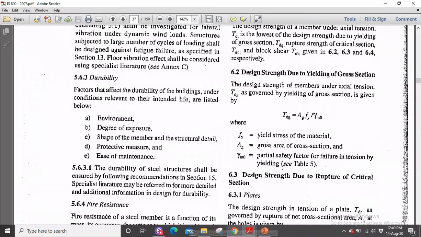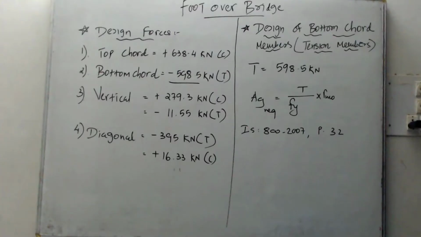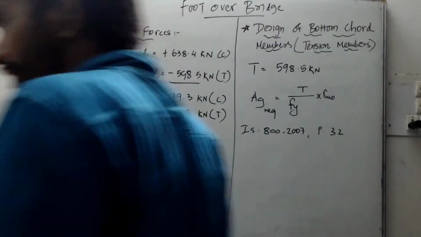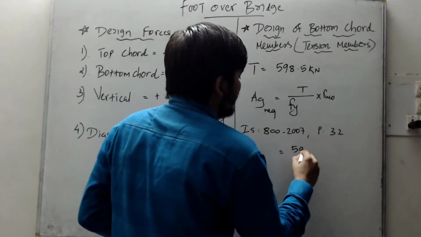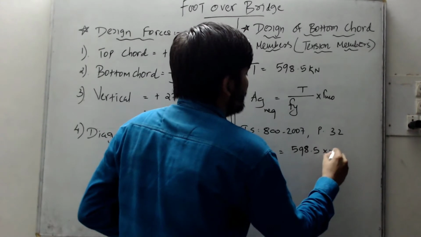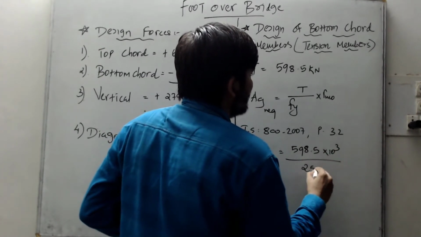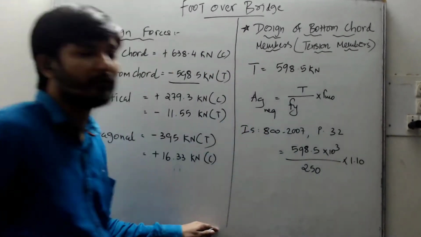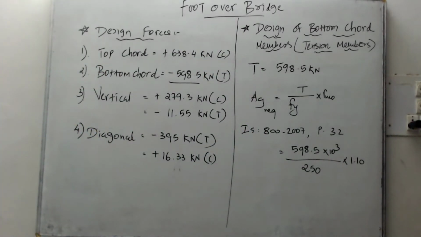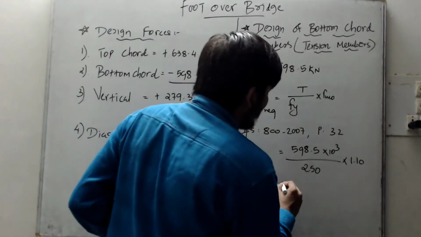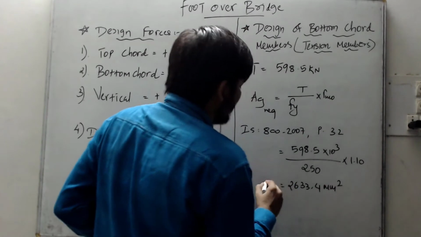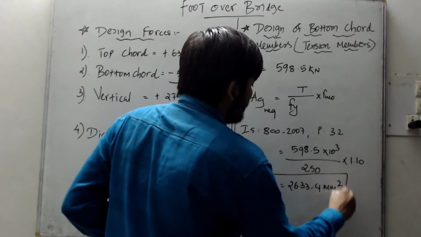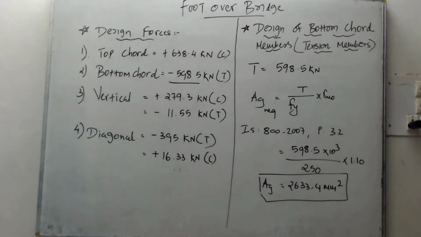So let's go back to the board. We're using the formula given on page number 32. The tension force we already have, which is 598.5. So in this formula, 598.5 into 10 raised to 3 divided by Fy, which is 250 as given in the data, and gamma MO is 1.10. You will get 2633.4 mm square. This much gross area is required to carry the tension force of 598.5 kilonewton.